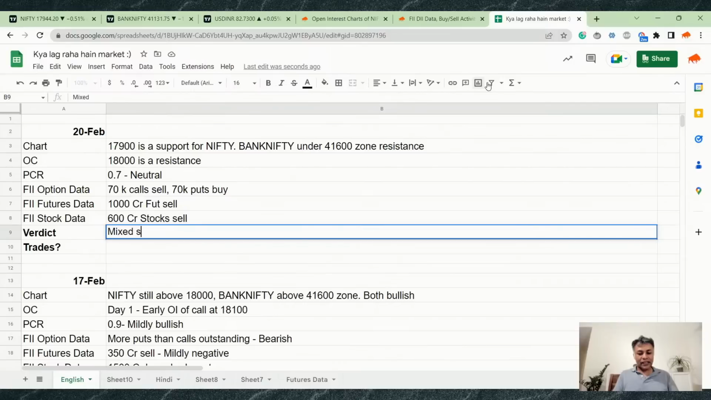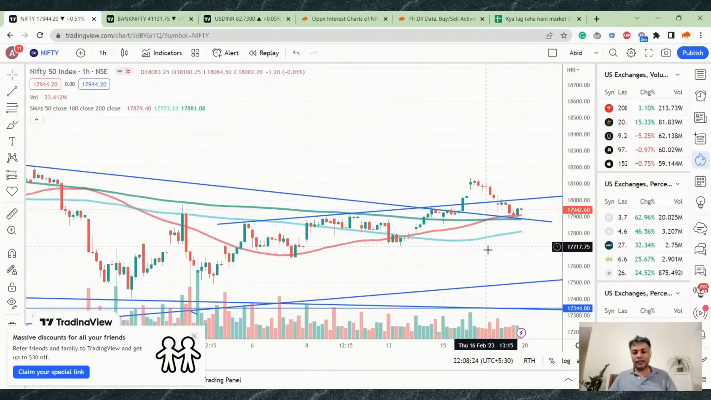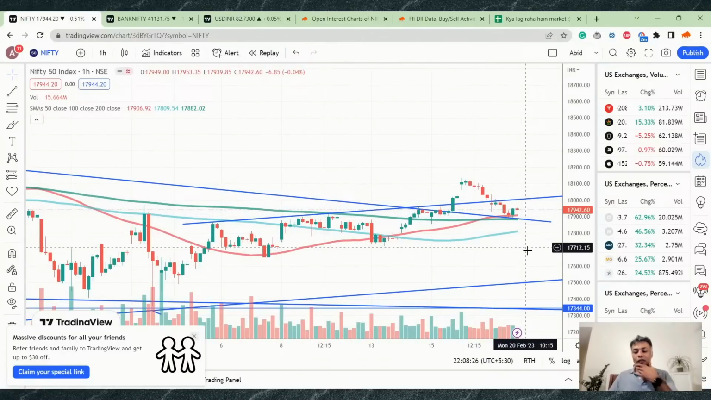If you ask me, it's a mixed signal because the chart is indicating that 17,900 can hold. Of course, if it doesn't hold, we are all toasted. That's a different story. But I'll tell you why I am thinking 17,900 is still intact, right?